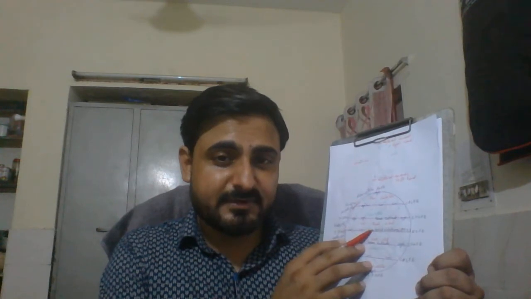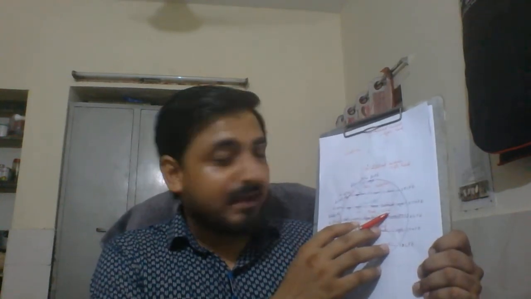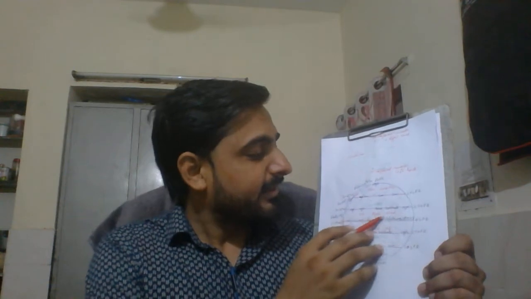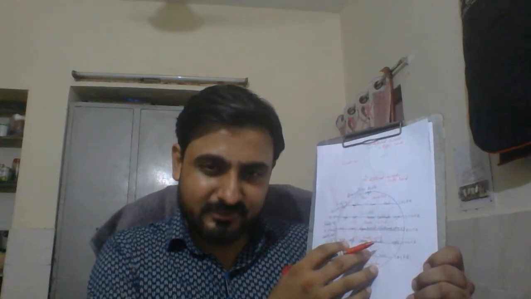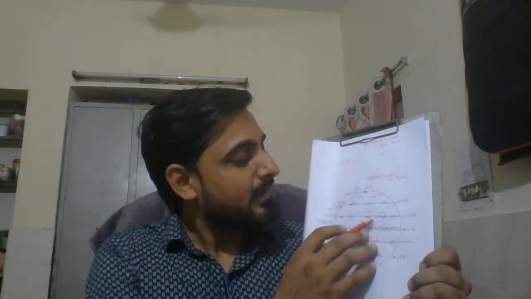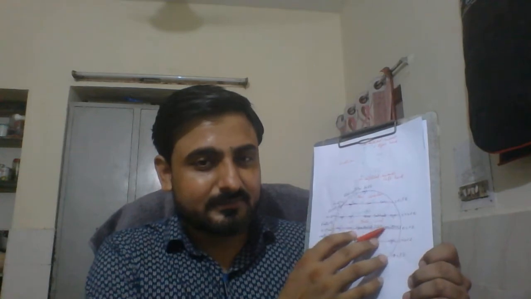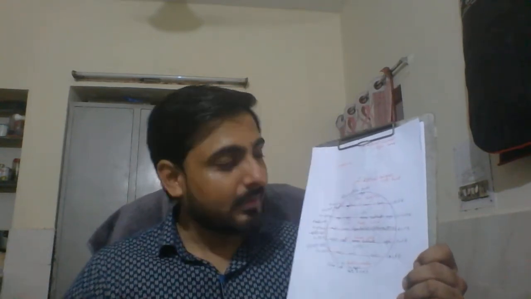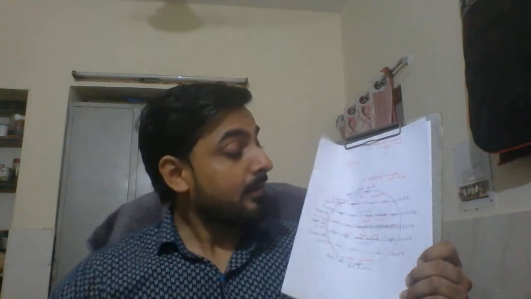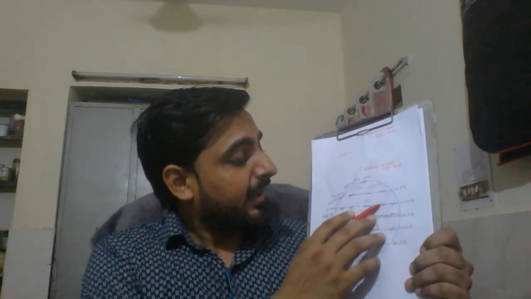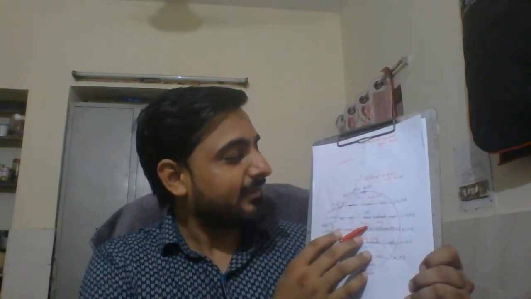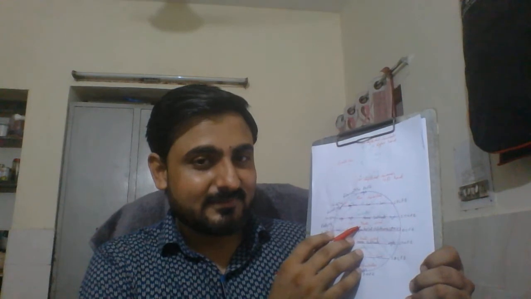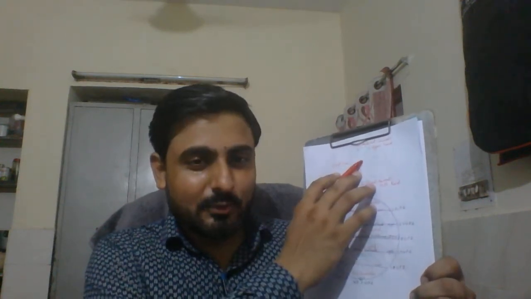Now, first the trade wind. Their direction, I hope, is clear to you. Their direction is northeast. It is coming from the northeast. Why is it coming from the northeast? It is high pressure here. Here is low pressure, equatorial low pressure. So air moves from high pressure to low pressure, and the direction of air is northeast. Why? Due to the law of Ferrel.